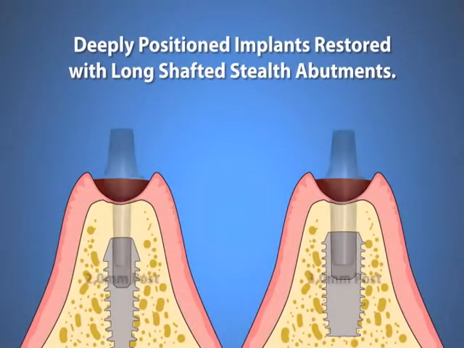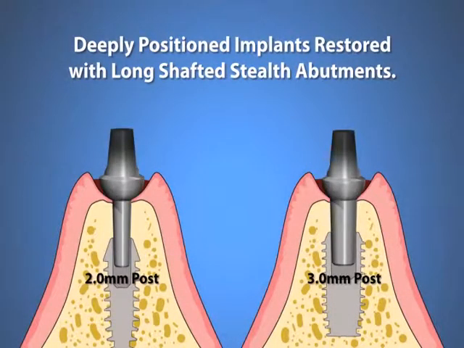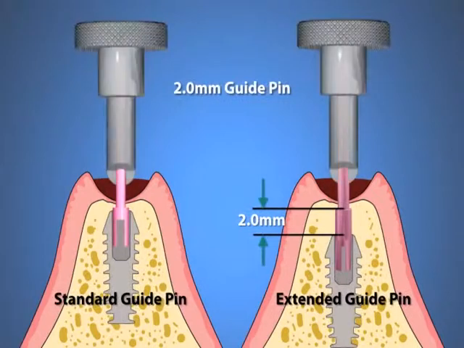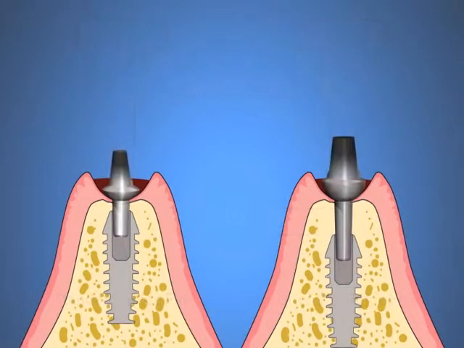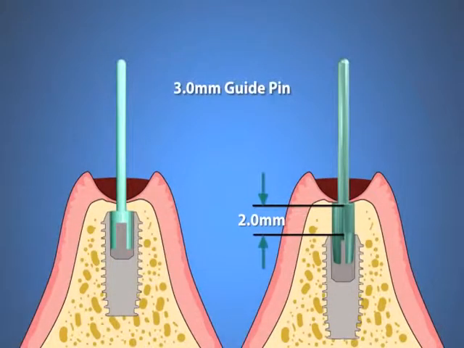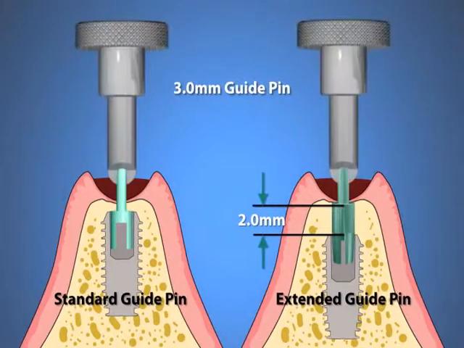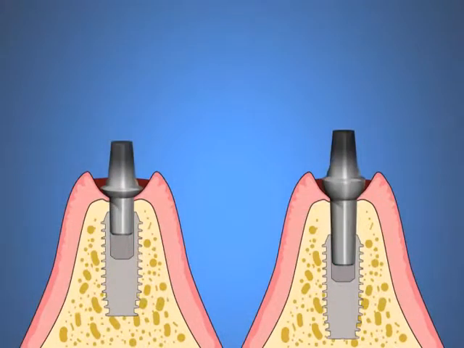When deeply positioned implants are being restored with long shafted abutments, such as the 5 mm by 6 mm Stealth abutment, a red extended guide pin should be used. Its use will prevent the unnecessary removal of bone over the implant.